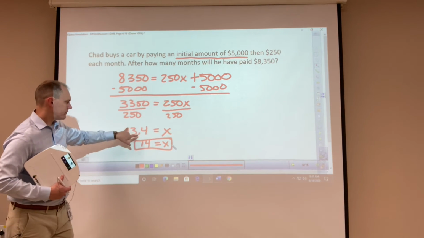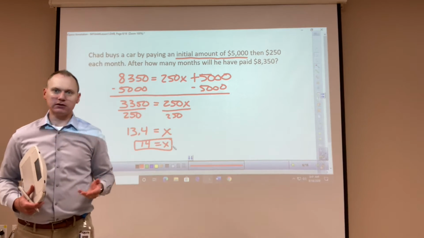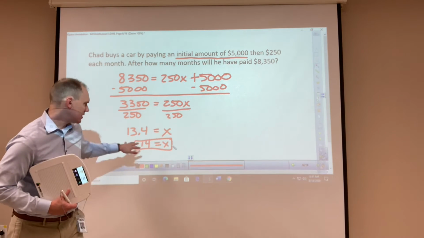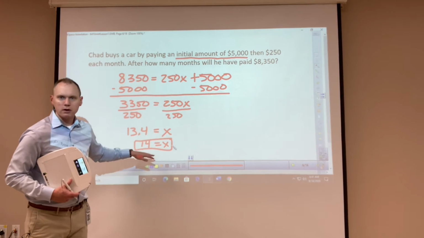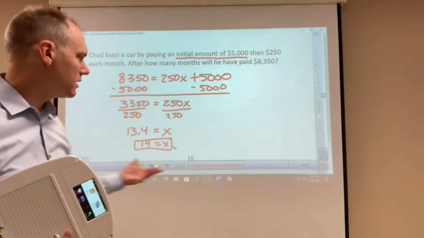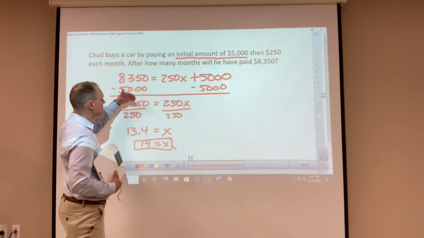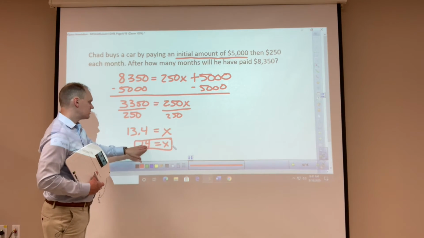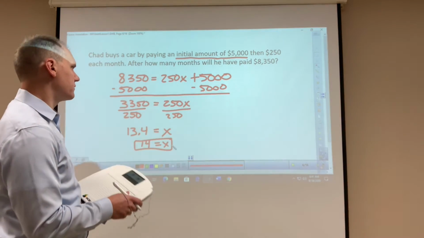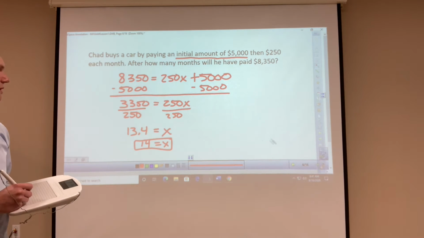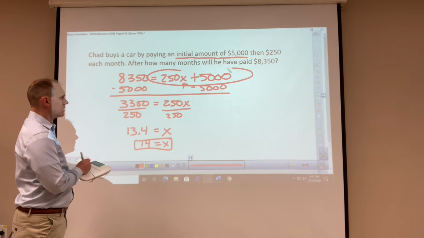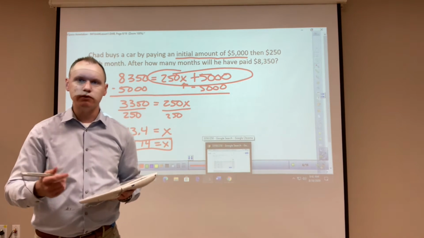It's like, if we're looking for the number of buses it would take to take 250 kids to school, and the answer came out to be 13.4. Well, you can't have 13.4 buses, right? It would be 14 buses. Same thing here. He doesn't pay in the middle of each month. He pays one time every month. And so it wouldn't be till the 14th month that he overlaps or surpasses that 8,350 mark. So hopefully that makes sense there. And you can always check it, substitute 14 in here, and see what that gives you. It'll give you something above 8,350.